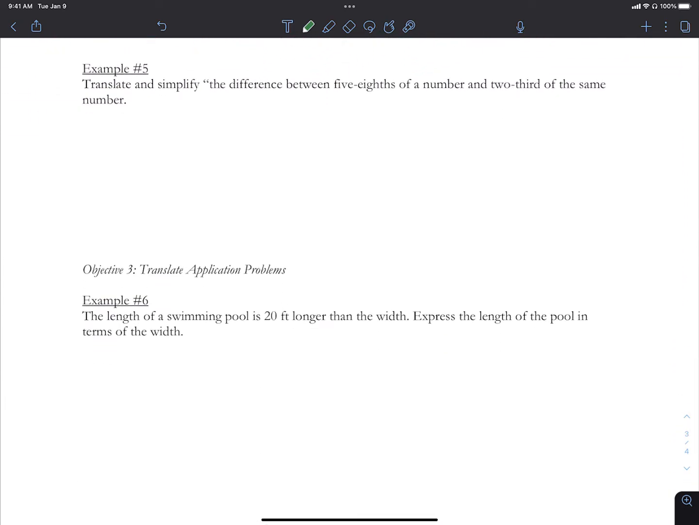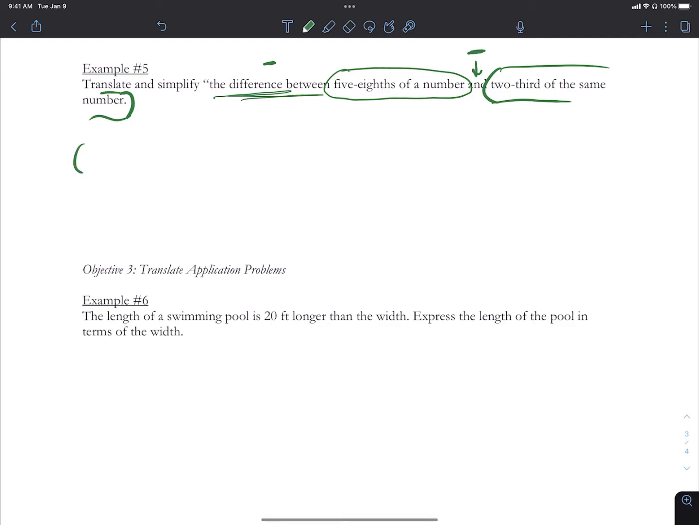Then another one similar to this, example 5, says translate and simplify again. So we want to translate the difference between. When you see the difference between, you should be thinking subtraction. Now let's identify my objects. I have 5/8 of a number as one object. Where the word and is, that's where my subtraction is going to go. And then 2/3 of the same number is my other object. So those are the two objects I'm subtracting: an object minus another object.